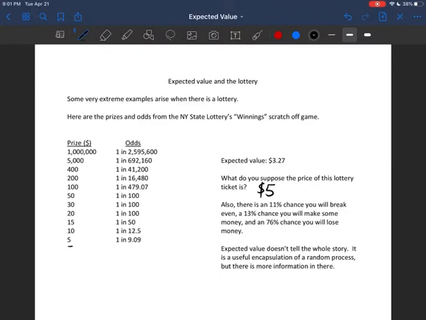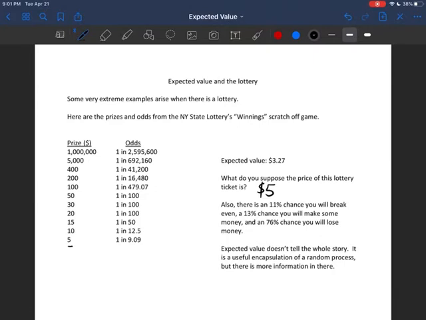How much do you think this ticket costs? Well, it's going to be more than $3.27. It turns out that this particular scratch-off ticket costs $5, right? You can kind of see that. There's your $5. That's just getting your money back. So if you bought a bunch of these tickets, the expected value each time is $3.27, but also each time you have to pay $5.